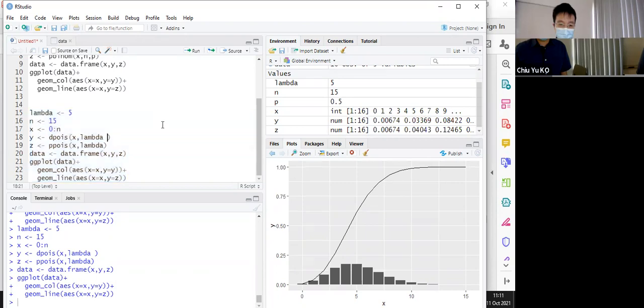Okay, how do you have this p of x and f of x, how do you plot it? Okay, is there any question? Just remember, we don't have p. The only parameter here is just lambda. The n here is just controlling the x limit.